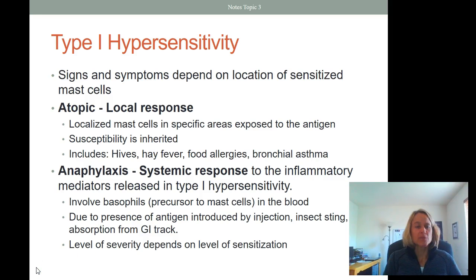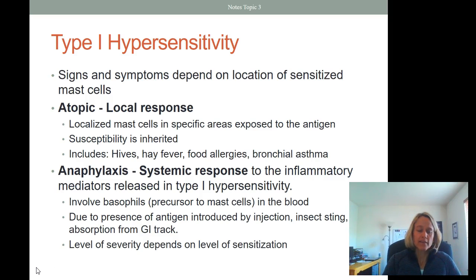The signs and symptoms of a type 1 hypersensitivity reaction are going to depend on the location of the sensitized mast cells. In atopic reaction, these are localized. So we have localized mast cells that have been exposed to the antigen in specific areas. So we could see this like if it would be in the airways, then we could get asthma, in the gut, food allergies, hives, if mast cells in the dermis were exposed, and so forth.